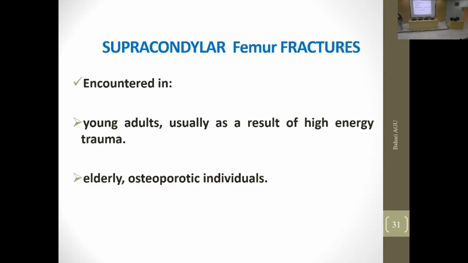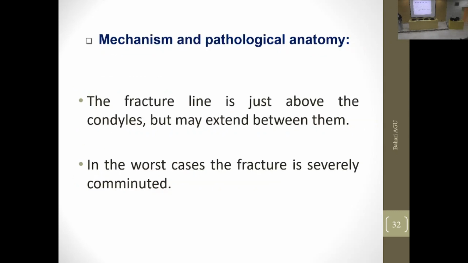Supracondylar fracture of the femur is encountered in young people usually as a result of high energy trauma. This is the distal type of fractures. It occurs in elderly people as osteoporotic fractures, and the mechanism of injury is that the fracture occurs just above the condyle. Then there are a few types.